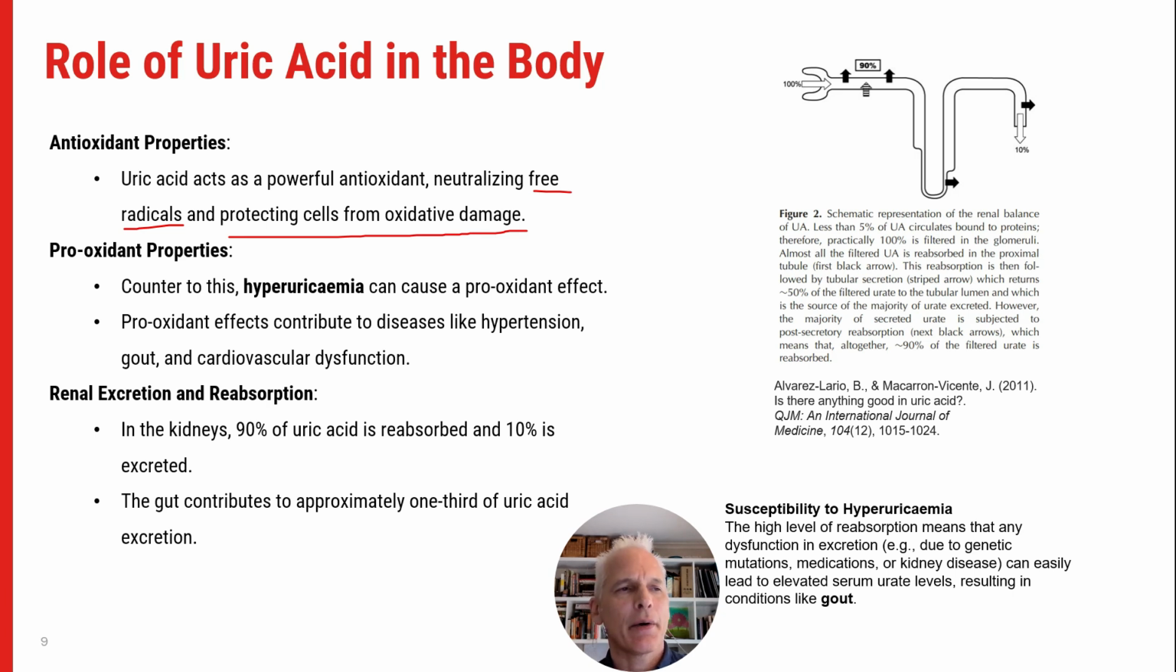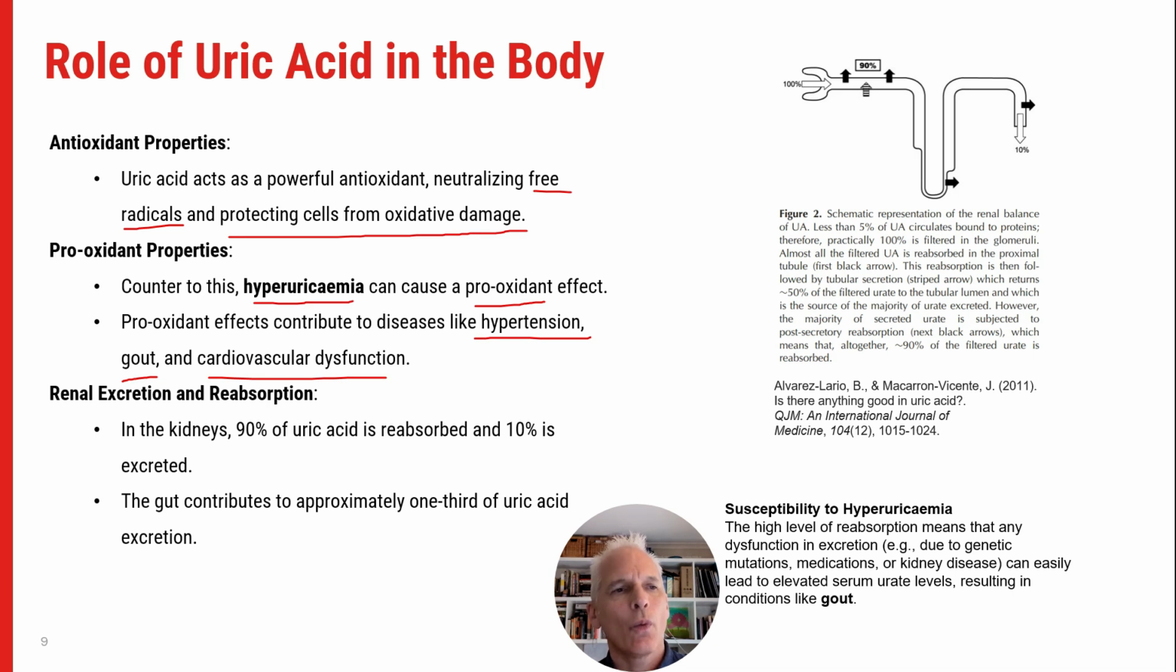The opposite to this, however, is if you start to experience hyperuricemia, this can actually cause a pro-oxidant effect. So this can actually become damaging. There is a sweet spot between having enough uric acid for its protective aspect and having too much. And if you have too much, this can lead to things like hypertension, obviously gout, and cardiovascular dysfunction.